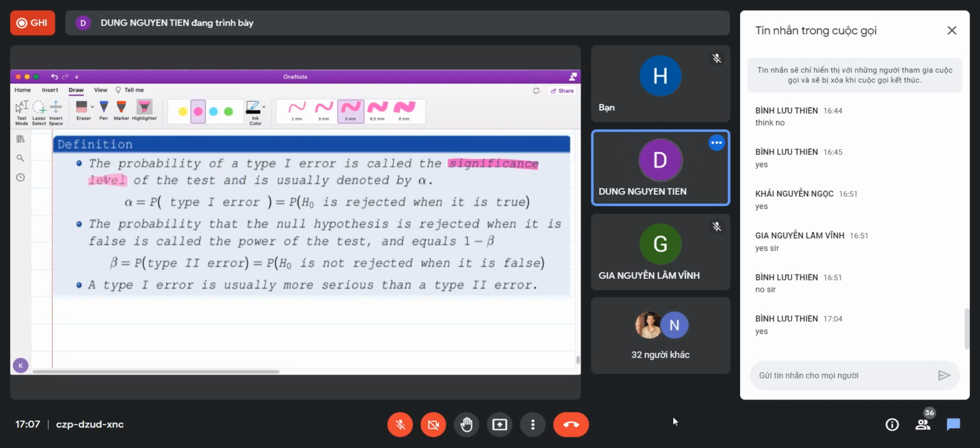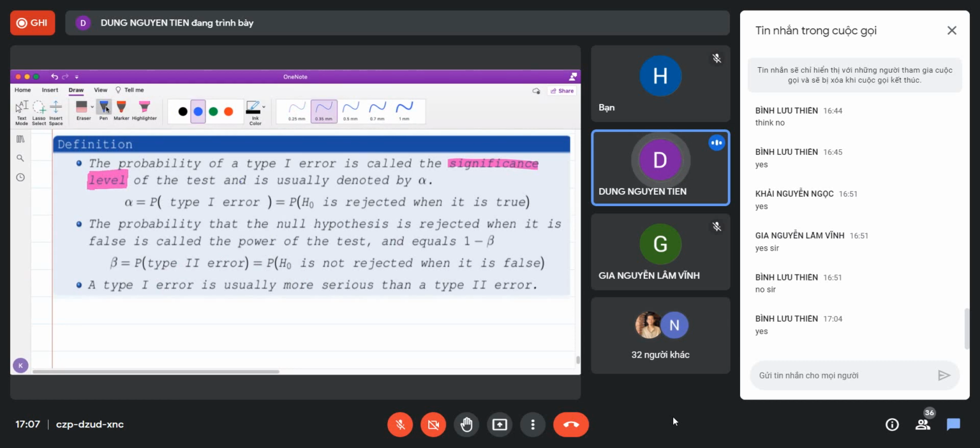So, a type 1 error is like you put an innocent person in jail, right? And a type 2 error is like you fail to put a guilty person in jail. Then in general, the type 1 error is more serious. How about beta? Beta is the probability of making a type 2 error. That is the probability that you cannot reject the null hypothesis when it is false.